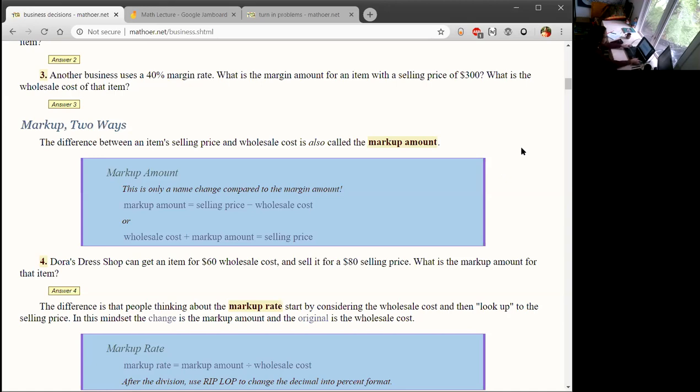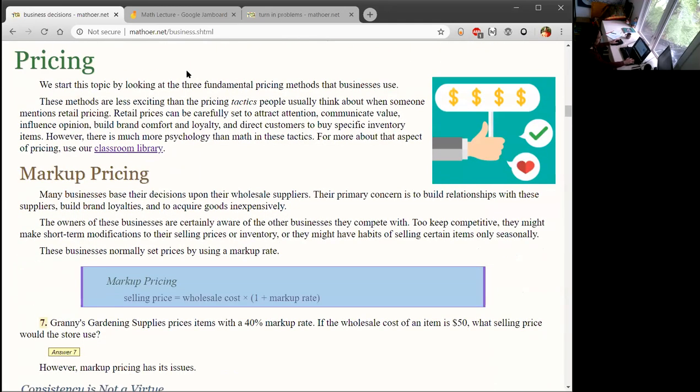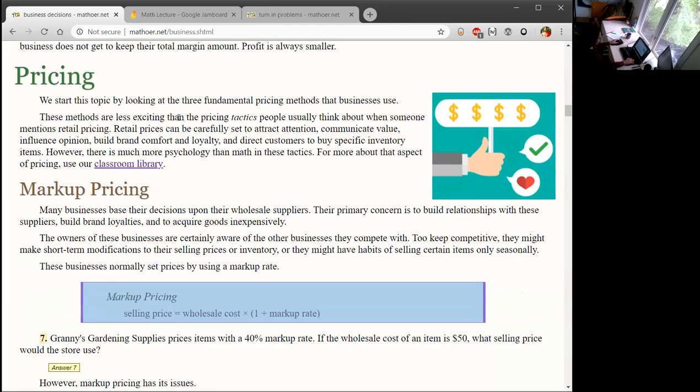Or if you just have friends or colleagues that are running a business, then you can talk about it, because most people use words like margin and markup and profit in a sort of sloppy and inaccurate way. We're going to talk about pricing and how much should you price things so that your business can do well.